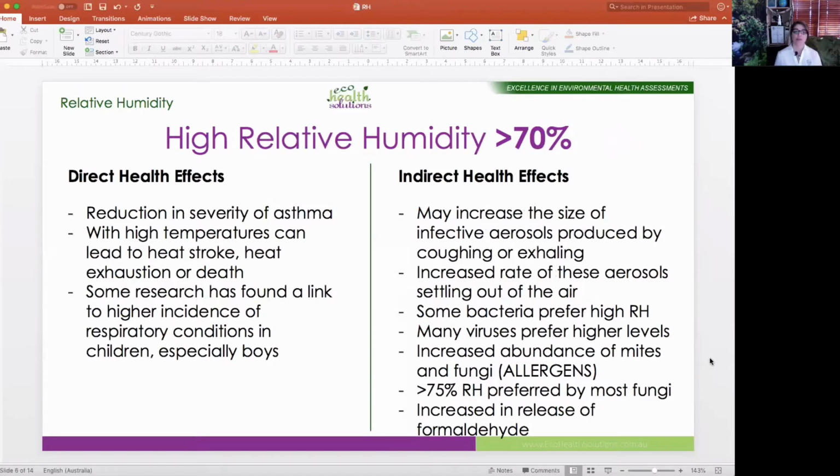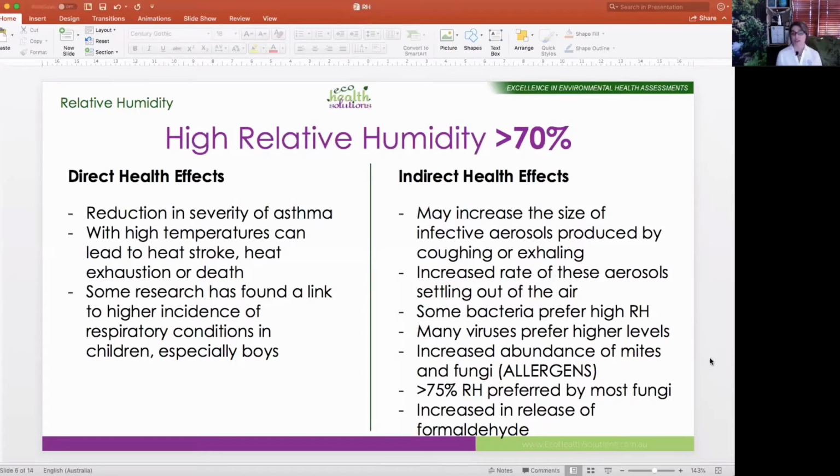At the high range of relative humidity, so over 70%, the direct health effects are a reduction in severity of asthma for some people. With high temperatures, it can lead to heat stroke, heat exhaustion or death. Some research has found a link to a higher incidence of respiratory conditions in children, particularly boys. Indirect health effects see an increased size of infective aerosols produced by coughing or exhaling, and an increased rate of these aerosols settling out of the air, which means they're not in the air anymore and potentially are less problematic, but then they can be passed on through transfer.